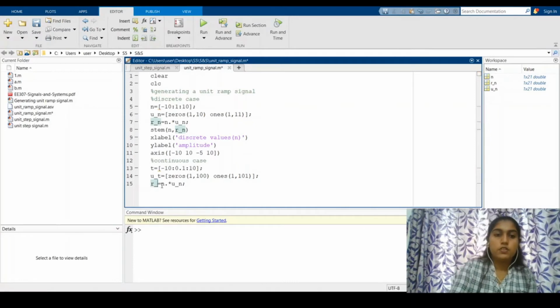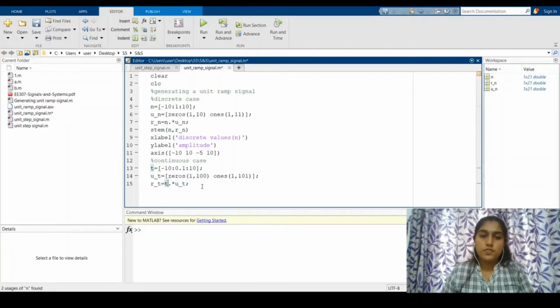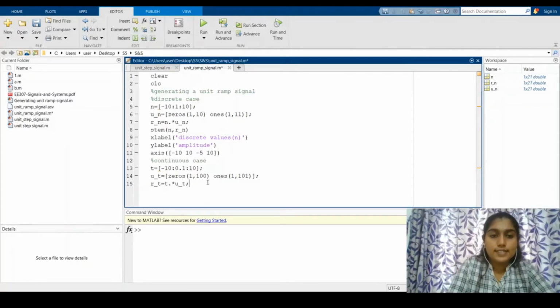right? So t, and this n should also be turned to t, right? So now you have r of t is equal to t times u of t. So these are the equations. This is the equation that is there for the continuous case of a unit ramp signal. So we have this. Now instead of using the stem command for generating a graph, here it is better to use plot. Okay, now in plot again you can give the x and y values. So let's give here you have to give t and r of t.